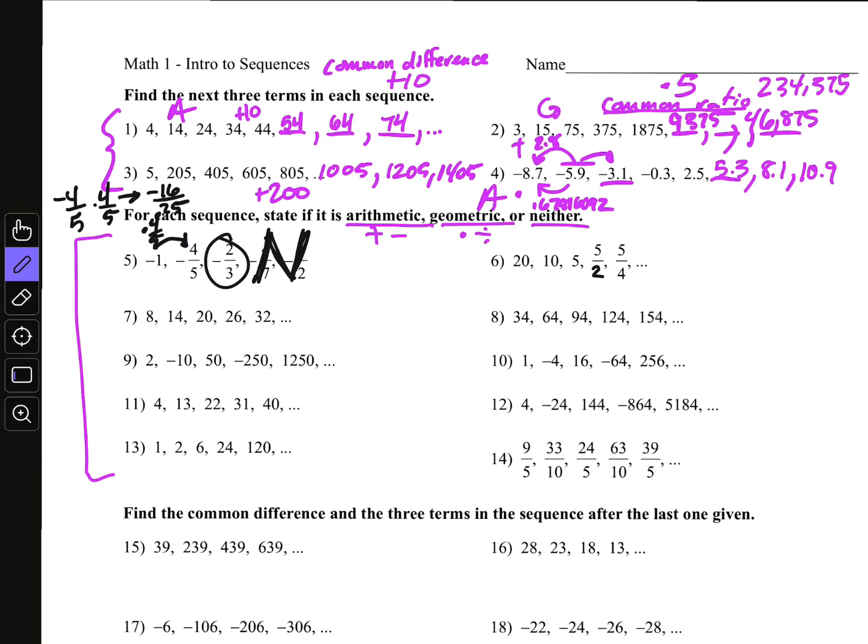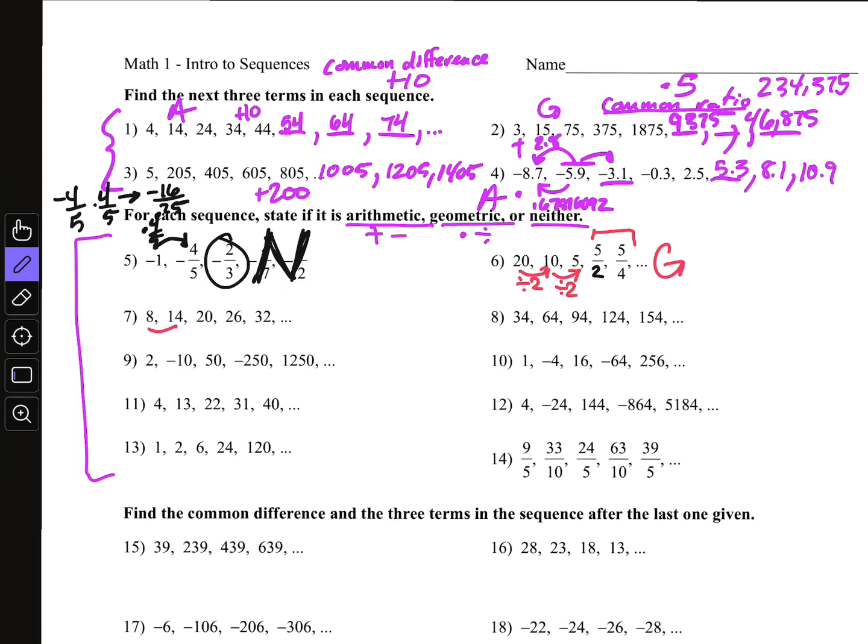Alright, number 6. 10 to 20 to 10 to 5 to 5/2 to 5/4. Don't let this confuse you. We're dividing by 2, aren't we? Each time. 5 divided by 2 is 5/2. So that would be geometric.